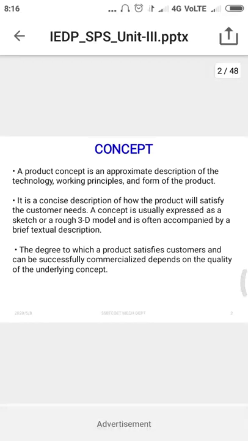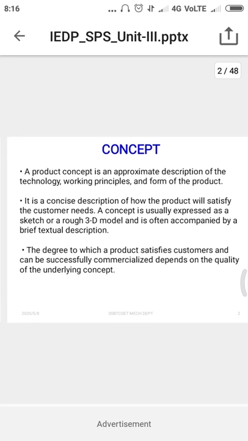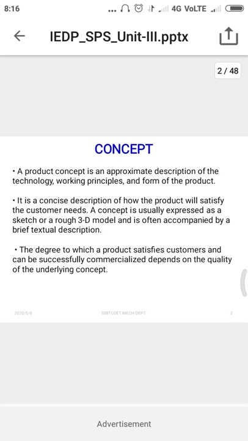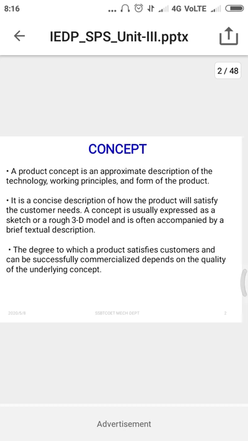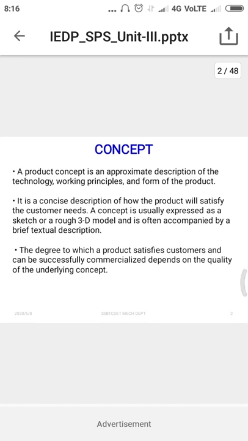Myself, Dr. Thade. Today we will see the concept of concept generation. A product concept is an approximate description of the technology, working principles, and form of the product. It is a concise description of how the product will satisfy the customer needs.